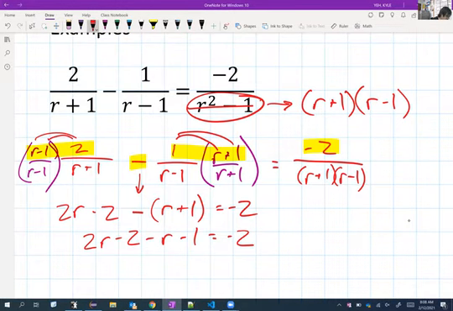So 2r minus r is just r. Minus 3 equals negative 2. Add 3 to both sides, r equals 1. r equals 1. Came out nice and clean.